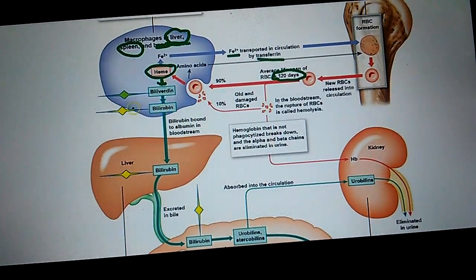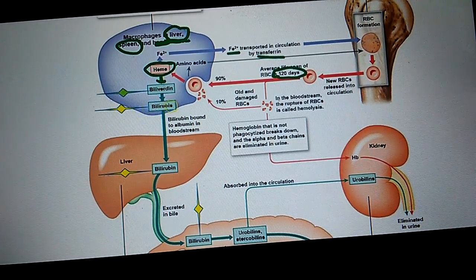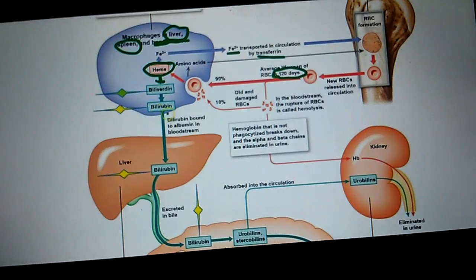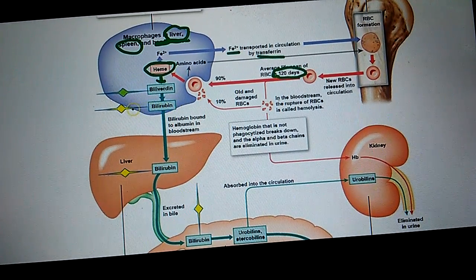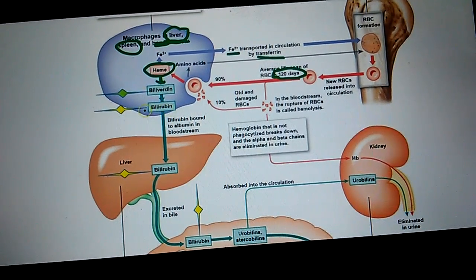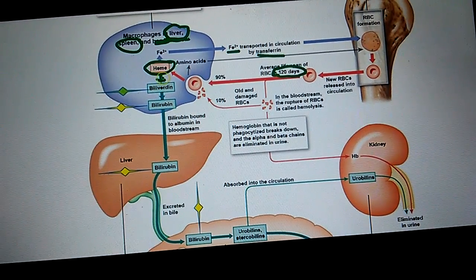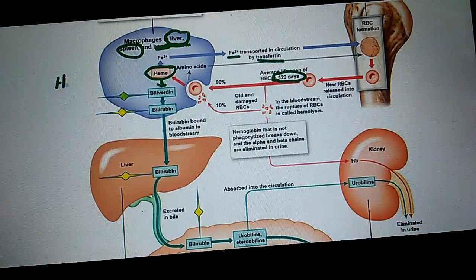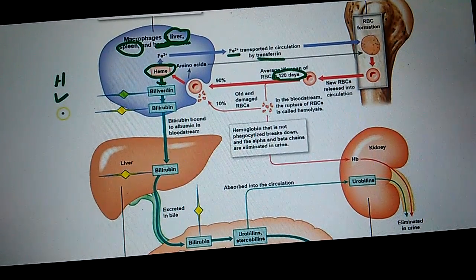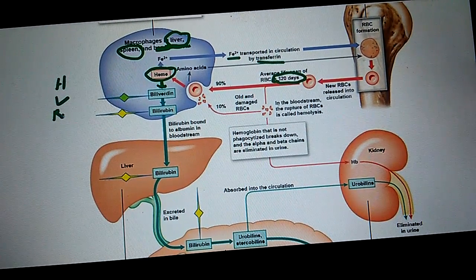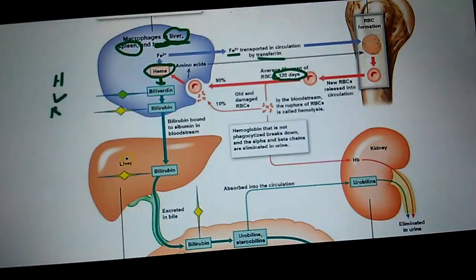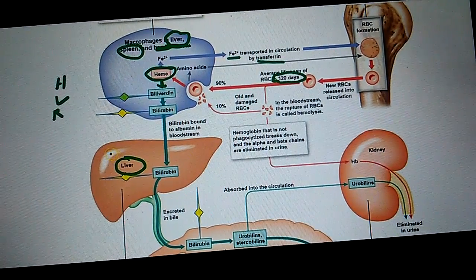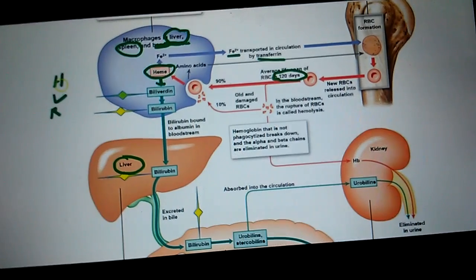Okay. Rubin is yellow. Rubin, yellow. Verdin, green. So heme is broken into what? Heme is broken down into biliverdin, and then biliverdin is broken down into what? Rubin. Where is this taking place? In what organ? Liver.